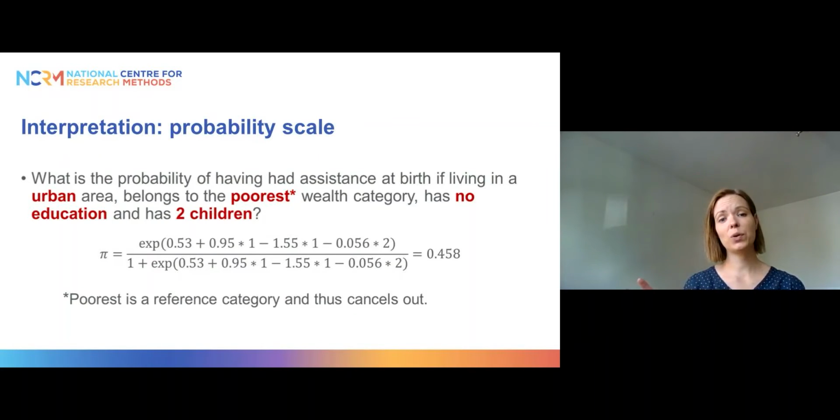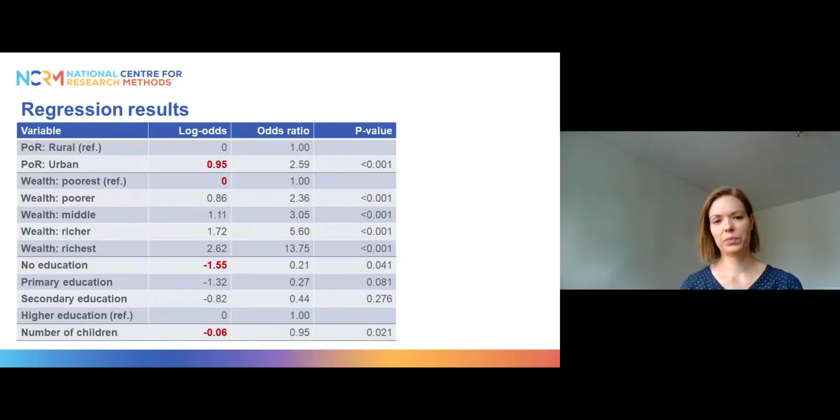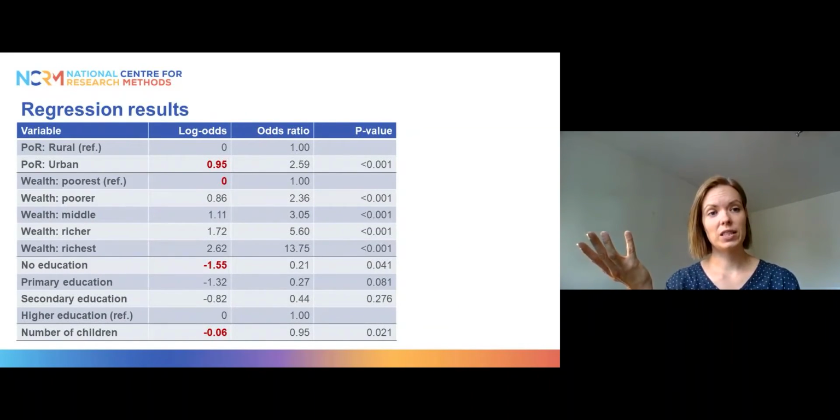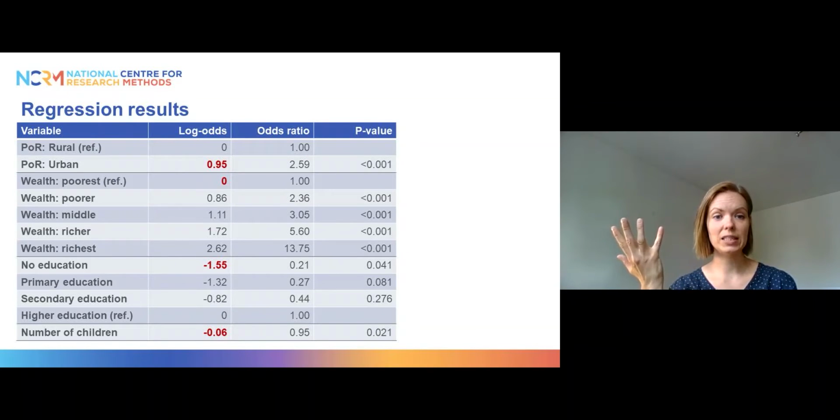So let's say that we're interested in knowing the probability of having had assistance at the most recent birth if the woman is living in an urban area, belongs to the poorest wealth category, has no education, and has 2 children. When we plug in the values in this equation, we need to remember to use the log odds scale. So just to remind you, here's the table again, and I've highlighted the values that we need.